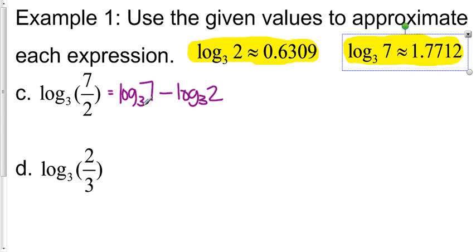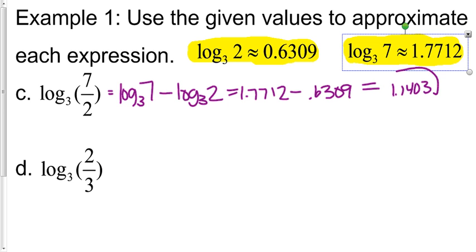Okay, now the log base 3 of 7 we know is approximately 1.7712. We're going to subtract the log base 3 of 2, which is 0.6309, and subtracting these two numbers gives me 1.1403. Done.